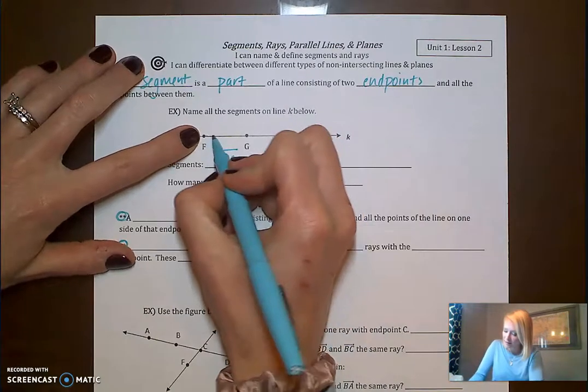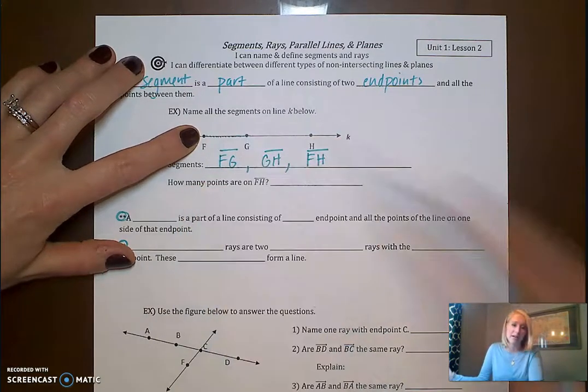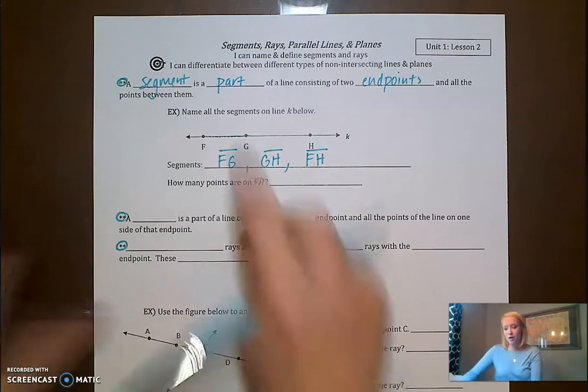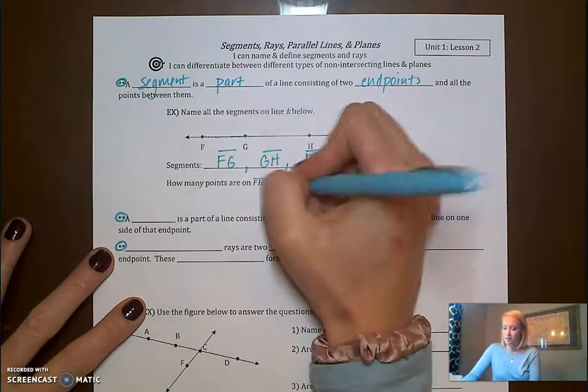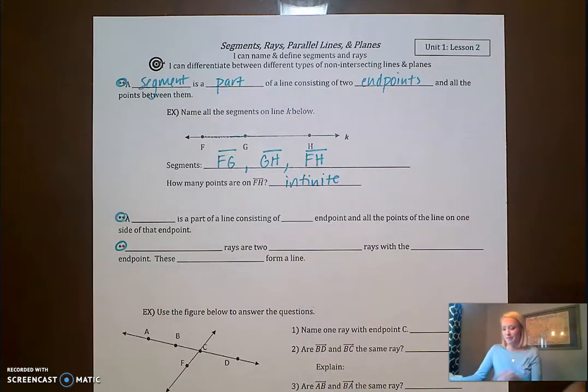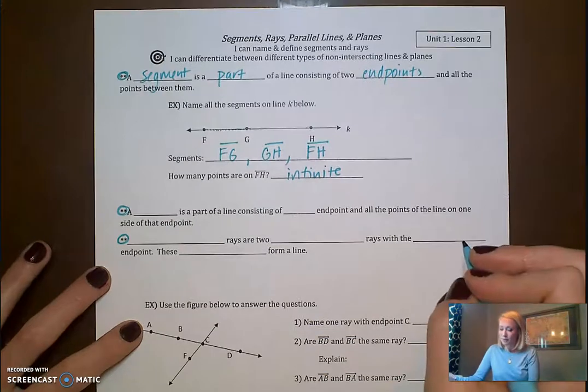Well, again, there's just so many points in between those, and points, that was one of our undefined terms. A point actually doesn't have a specific size, so technically there's infinite points in between F and H. Kind of a weird question. Okay, so that's a segment.